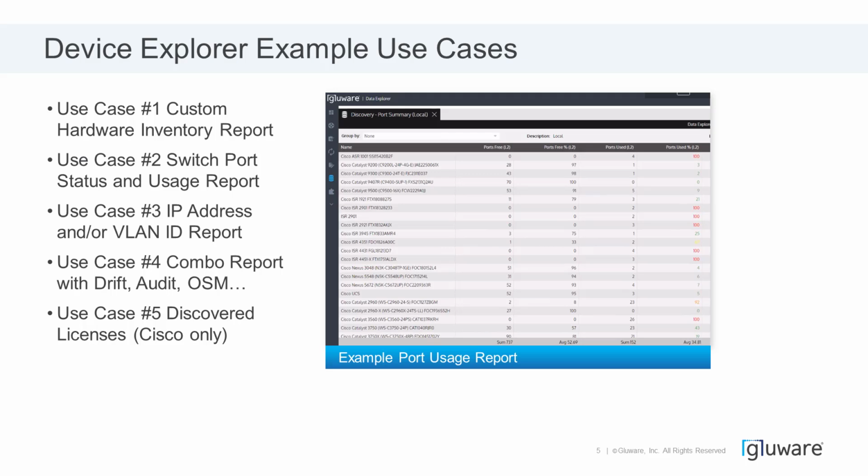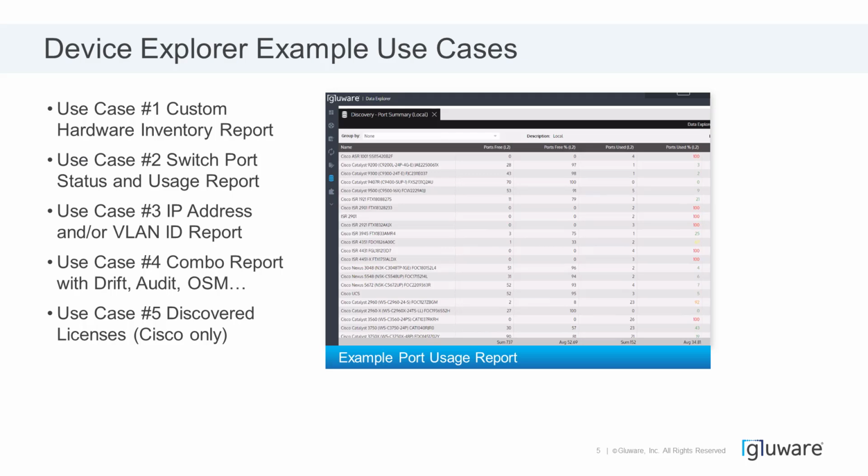In use case number 2, this is a new one that's enabled by the advanced discovery, which is looking at port statuses of if it's up or down, if it's up and in use, or an admin down, potentially not in use, and be able to generate a usage report. So very useful for capacity planning and understanding the availability you have to expand in campus switches or data centers or things like that.